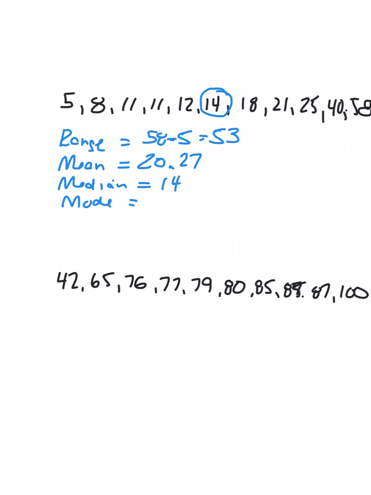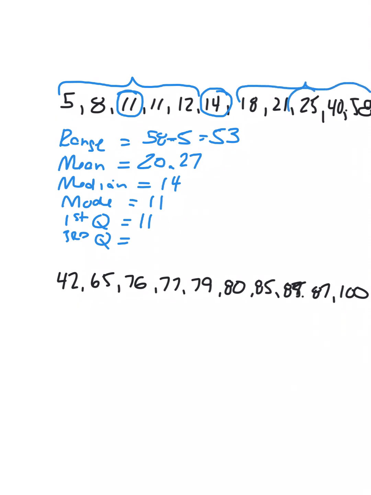The mode, in this case, the one that occurs most often, we've got 2 11s, so the mode would be 11. Your first quartile is going to be the median of all numbers less than the median, which would be this 11 right there. The third quartile would be the median of these 5 numbers, which is 25. And your IQR would be the difference of 25 and 11, which is 14.